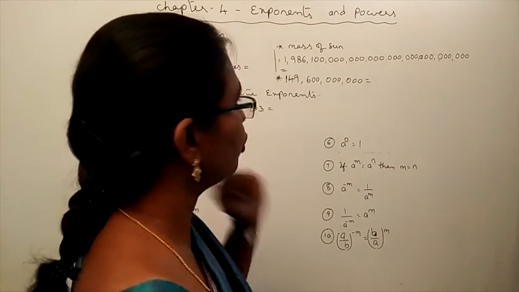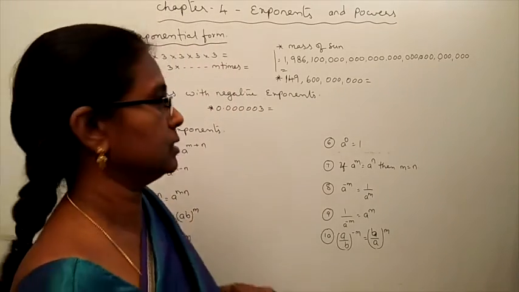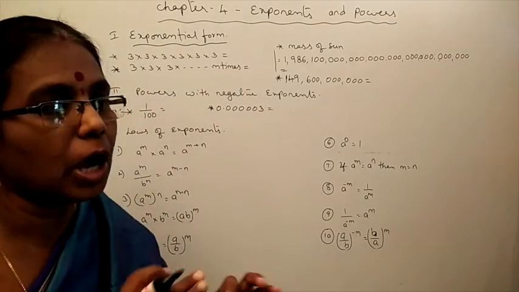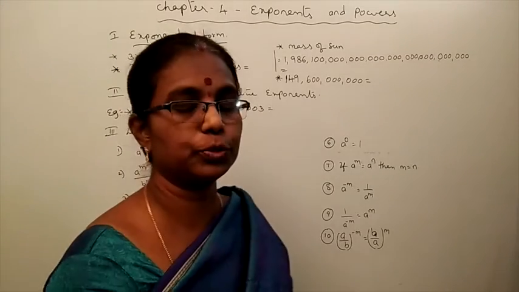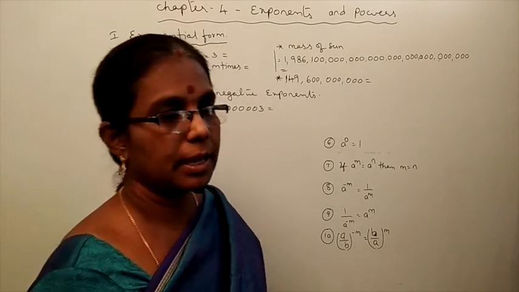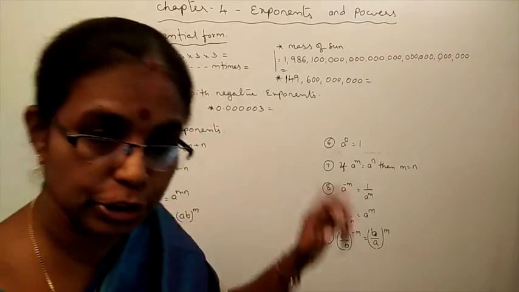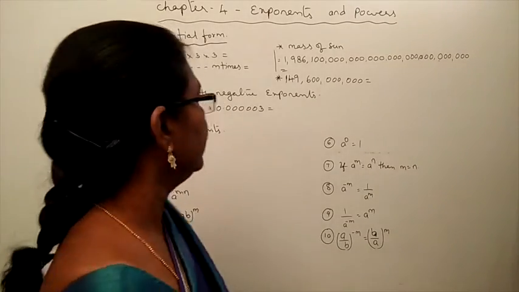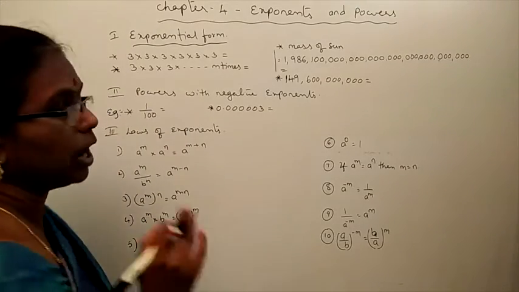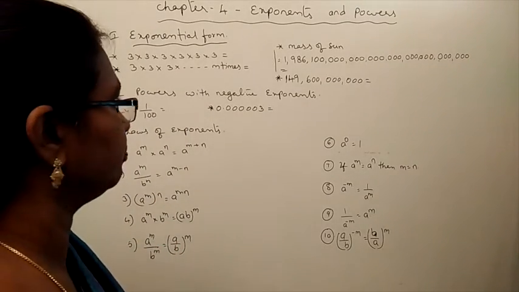We are going to learn the fourth chapter, exponents and powers. Given a number, how do we write it in exponential form? Then we simplify exponential forms using the laws, with positive powers and with negative powers. In this chapter, we will learn this. First, exponential form. How do we write in exponential form?